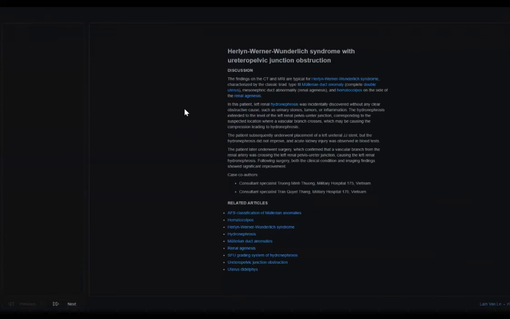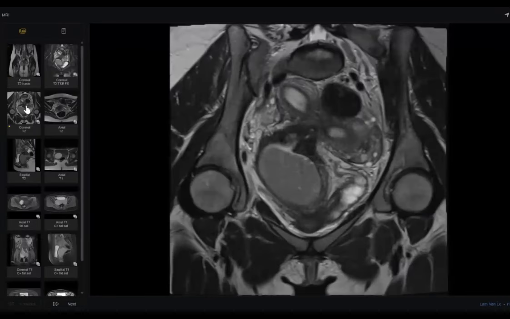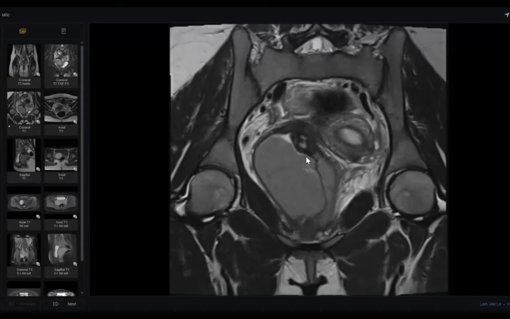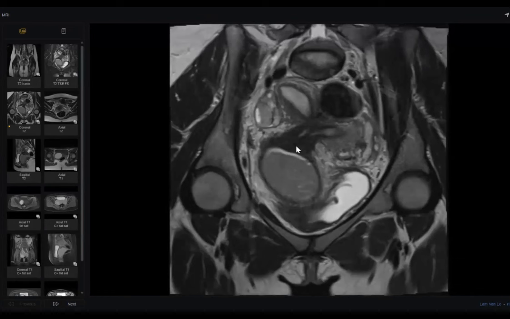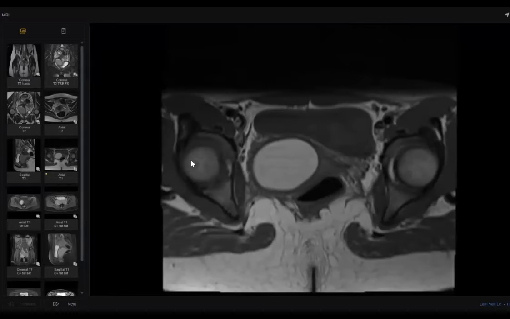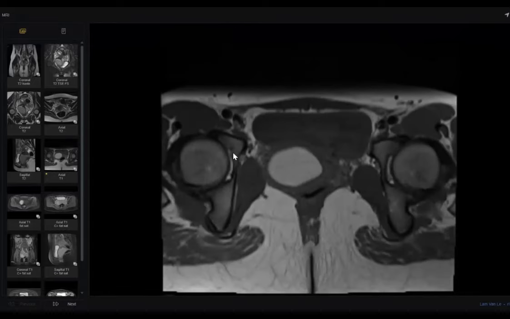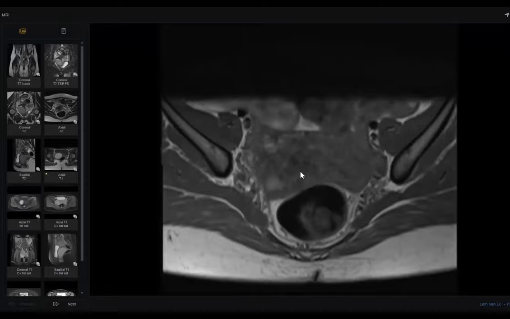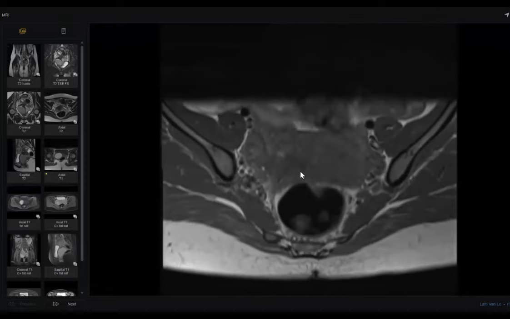So this is a didelphys with only the right half which is obstructed. The right half only, because the left one is here. Okay. So we should mention all the answer. And this is high in T1 due to hemorrhagic content. Okay.